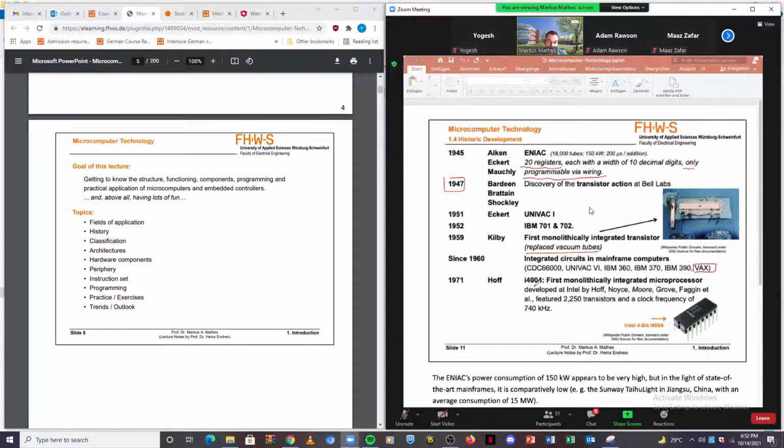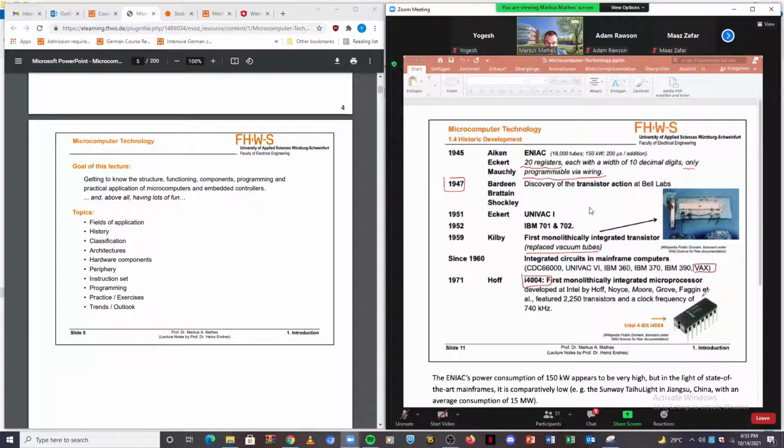1971, we have seen the first monolithically integrated microprocessor. Here is a picture of an Intel 4-bit i4004. It looks exactly like the ICs you have seen in the lab that you can put on the breadboard. This is an integrated, full-fledged microprocessor with all components that we will study in the next weeks, completely integrated on one chip, on one IC.